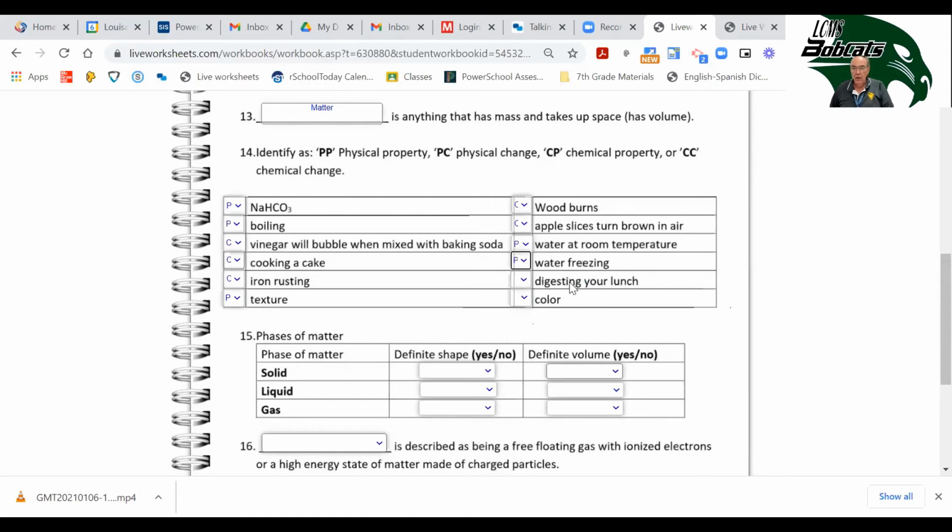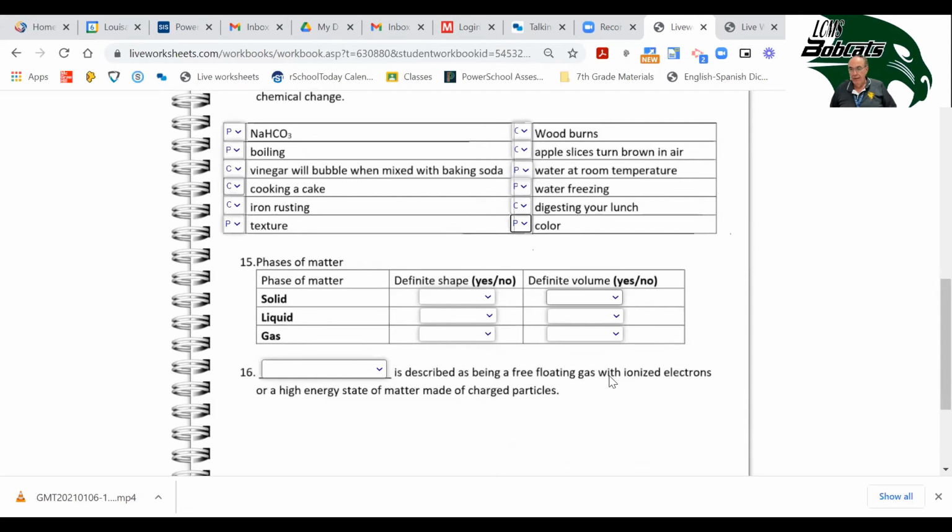Digesting your lunch. This is an action word, so this is a change. We have to decide if it's physical or chemical. Does it make a new substance? Yes. When you digest your lunch, there is a new substance. It's not going to come out being bread and whatever you had. The color of something describes it. This is not an action, so it's a property. Is it a physical property or a chemical property? Well, it's something that we can detect with our five senses. We can see it or measure it without making a new substance, so it's a physical property.